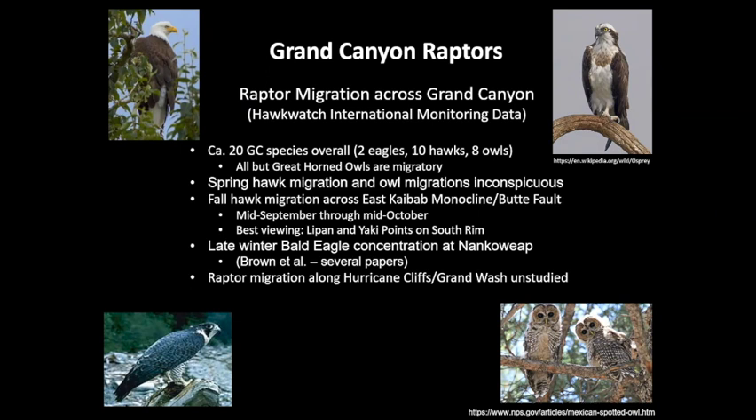Bald eagles have begun concentrating in the post-dam river. Ninth week, we had 29 individuals at once there with Brian Brown. We got several papers out on that concentration, what they're doing there, feeding on introduced trout. But that is, again, a human-influenced process. They're moving through the landscape, but they use the Grand Canyon as stopover habitat. There is likely a massive raptor migration along the Hurricane Cliffs and the Grand Wash Cliffs in western Grand Canyon. However, it's just not been studied yet. There may be a wonderful story to be told out there.